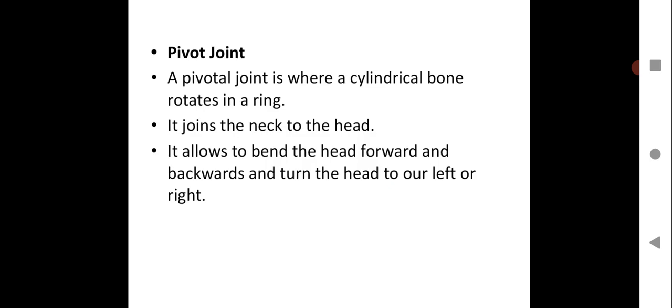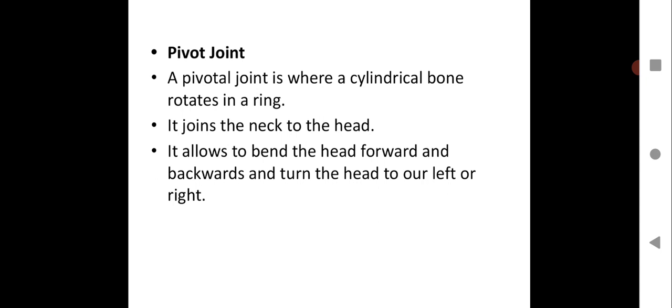Then the pivot joint. A pivot joint is where a cylindrical bone rotates in a ring. So here it has a different structure. The pivot joint has a cylindrical bone that rotates in a ring. It joins the neck to the head. So where is it present? Here, in the neck, and it is joined to the head.